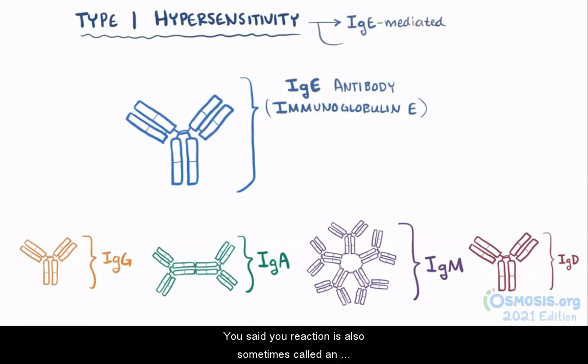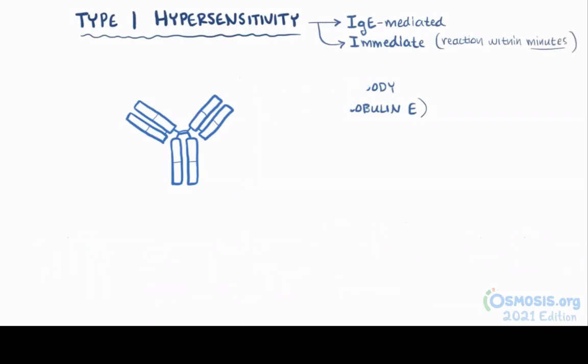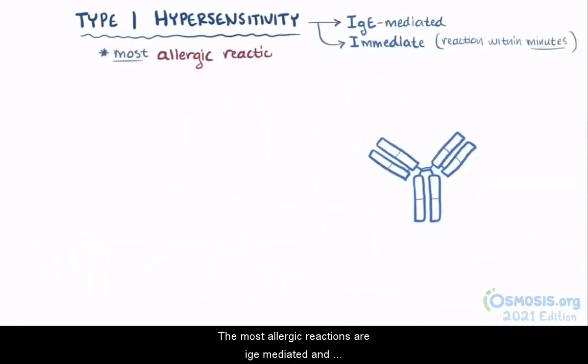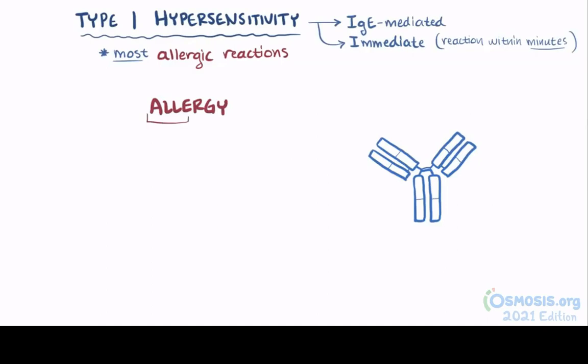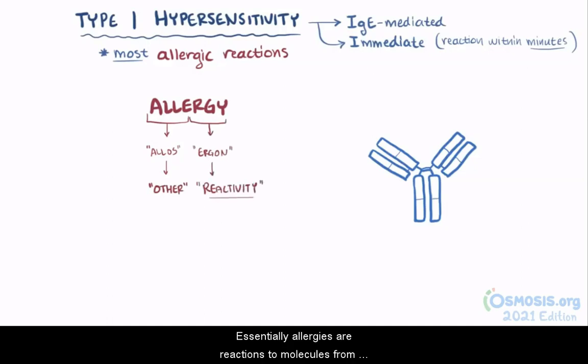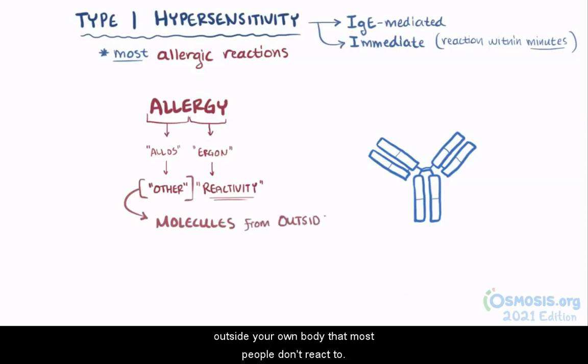This type of reaction is also sometimes called immediate hypersensitivity, because the reactions happen super fast, on the order of minutes. So most allergic reactions are IgE-mediated, and therefore most allergies are type 1 hypersensitivity reactions. Allergy comes from the Greek allos, which roughly means other, and ergon, which means reactivity. Essentially, allergies are reactions to molecules from outside your own body that most people don't react to.